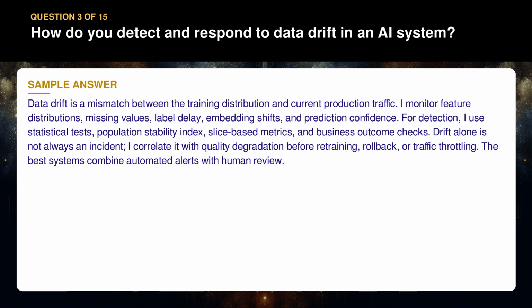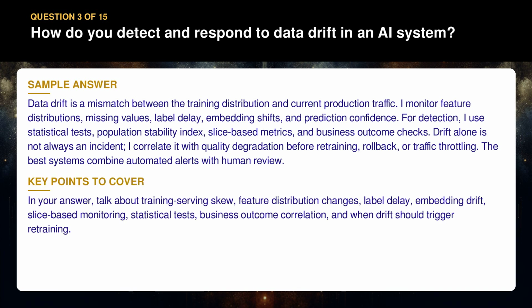Drift alone is not always an incident. I correlate it with quality degradation before retraining, rollback, or traffic throttling. The best systems combine automated alerts with human review. In your answer, talk about training serving skew, feature distribution changes, label delay, embedding drift, slice-based monitoring, statistical tests, business outcome correlation, and when drift should trigger retraining.